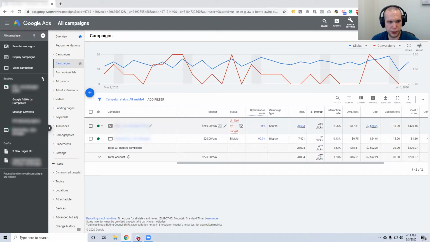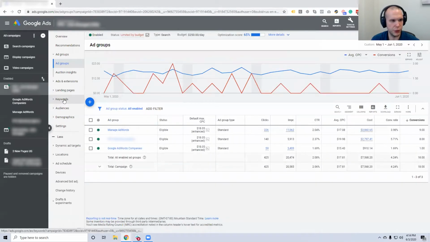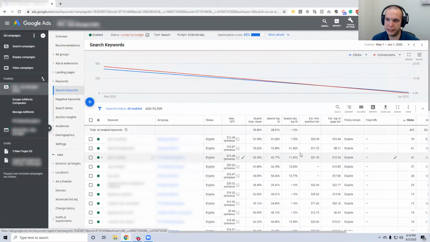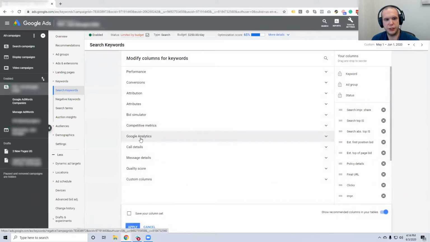Inside of the search campaign, go to keywords. And inside of keywords, when you're at this level, what you want to do is go into columns, modify columns, and then you'll see this little place called Google Analytics. Now, this is after you've linked up Google Analytics. We have a video about how to link different things to your Google Ads account. So that's something that we'll probably put in the description so that we can make sure to give you kind of a tutorial on how to do that.